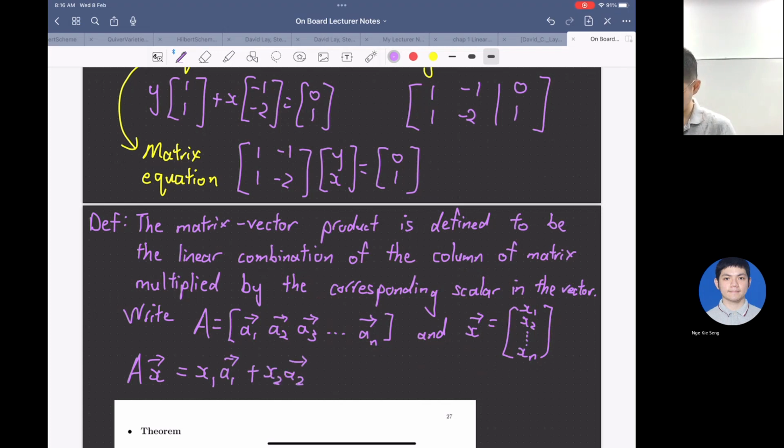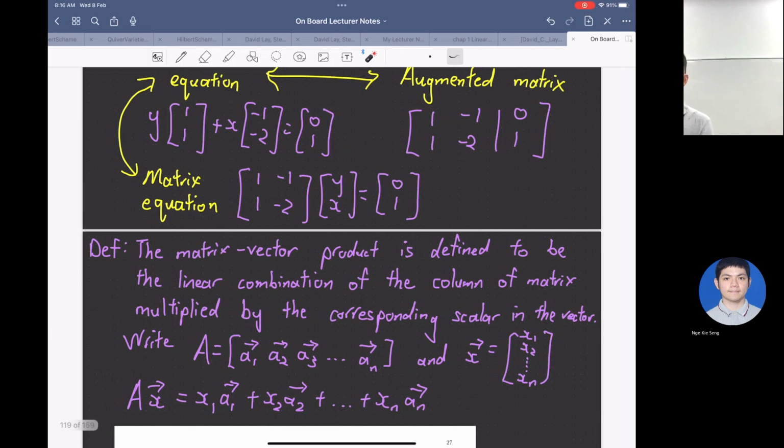x2 a2 hat all the way to xn an hat. So you see that I use n here. n can be anything: 1, 2, 3, 4, 5, 6, 7, 8. You can imagine any of them. If you are really interested, you can go to my website. Last semester, I posted the discrete math lecture notes. You can read about the logic part and the set theory if you want to know more about this notation.